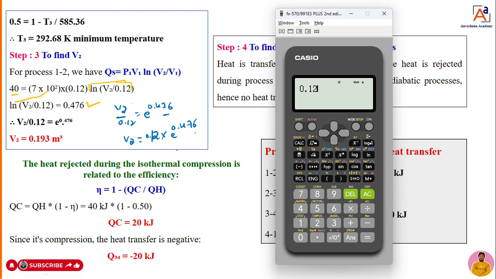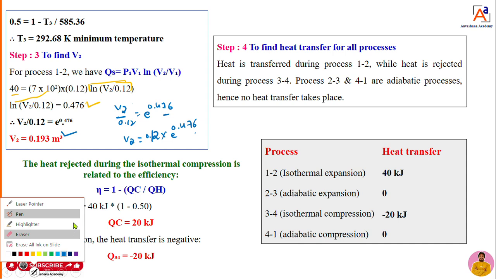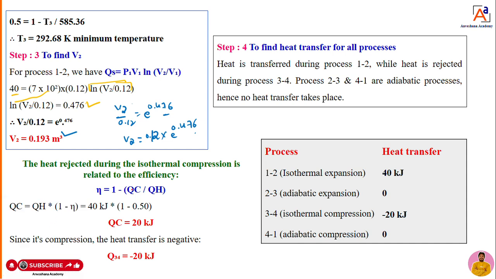0.12 multiplied with 0.12, then into e to the power of 0.476. Then what is the value? You are going to get 0.193. So V2 is equal to 0.193. Hence the second determination is also done. Okay, fine. Now next, the third one.